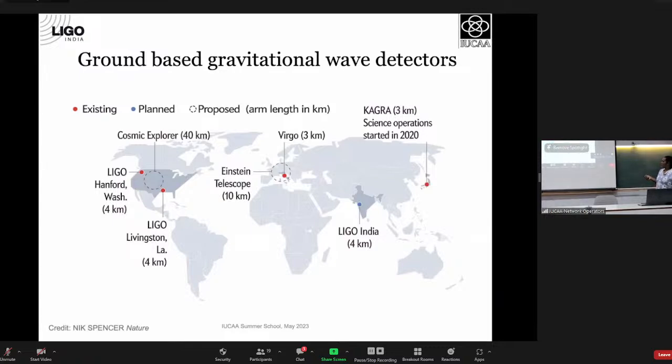So these are the ground-based gravitational wave detectors whose names you keep hearing in the scientific community. We have the Hanford and Livingston detectors in the US, the Virgo detector, and the KAGRA detector. These are fully functional detectors. And India is a planned detector. Then, looking forward to increasing the sensitivity or detecting other sources, we have the Einstein Telescope in Europe and the Cosmic Explorer in the United States. These are proposed detectors which are not really approved.